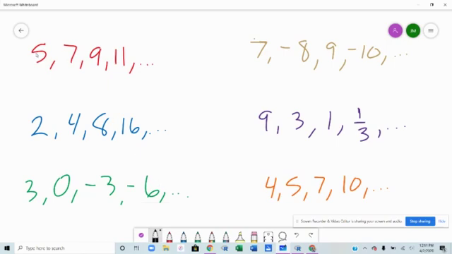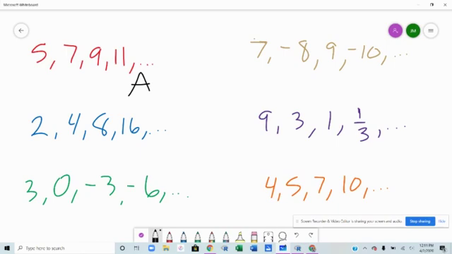So when we look at our first one, we've got 5, 7, 9, 11. So when you look at that, this one is probably, hopefully, pretty easy. You can look at this and say +2, +2, +2, which makes that one arithmetic. I'm just going to put an A for arithmetic because you're adding 2 each time.